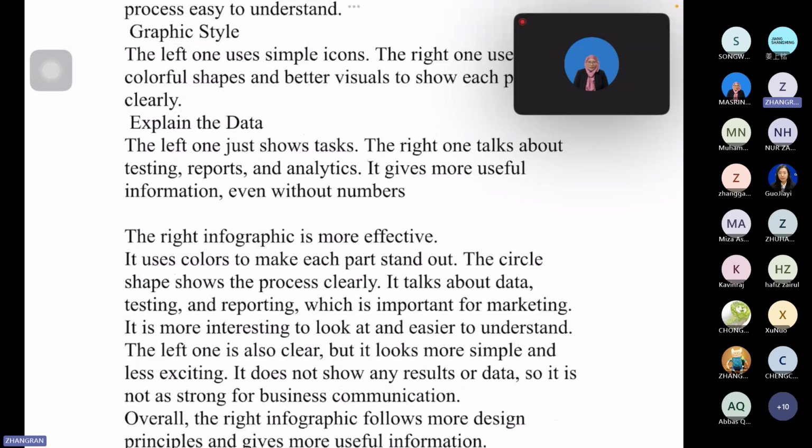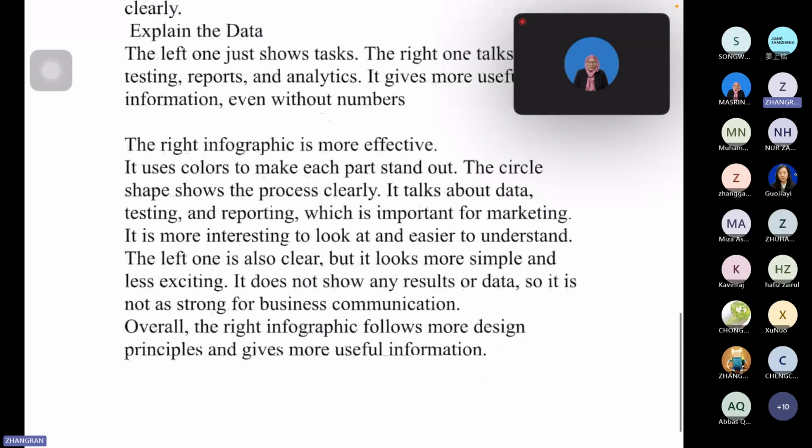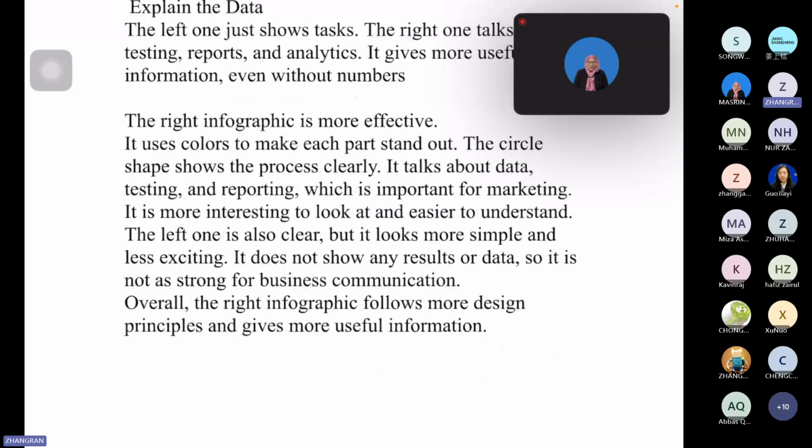The left picture just shows us some tasks, but the right can show us testing reports and some analysis. The red can give us more useful information. So I think the right picture is more effective.